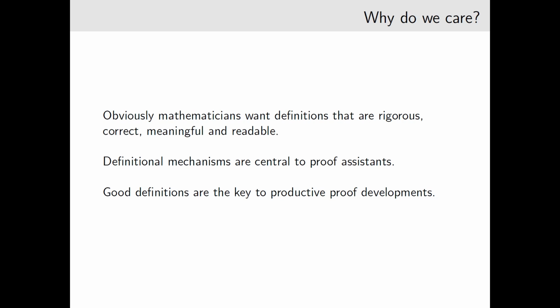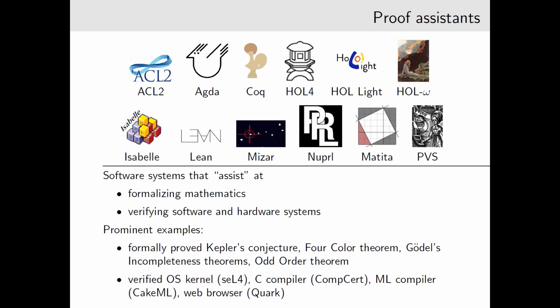My main point is that good definitions are the key to being productive when you're doing proof development. It's really about starting on the right foot, defining things at the proper level of abstraction and so on. That's a little bit of the motivational part of the work.